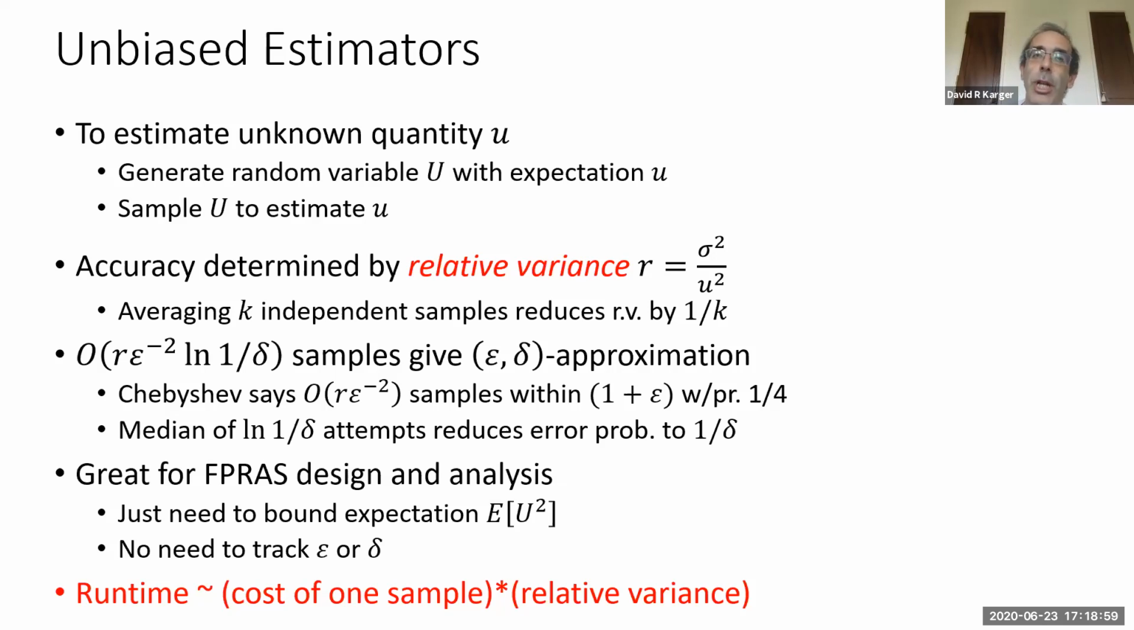It's some algorithm which generates a number whose expectation is the number that you want. And if you can get the variance of your algorithm to be small, then you're saying directly that you're probably close to the expectation, you're probably close to the number that you want. So if you have an unbiased estimator with the right expectation and a low relative variance, then you get an approximation scheme right away. And the runtime is, roughly speaking, the cost of one sample from your unbiased estimator times that relative variance, because you need to take multiple samples and average them in order to reduce that relative variance to a small quantity.